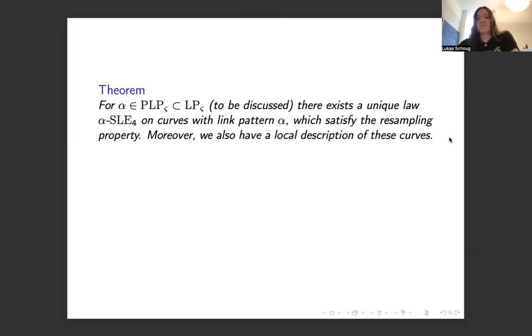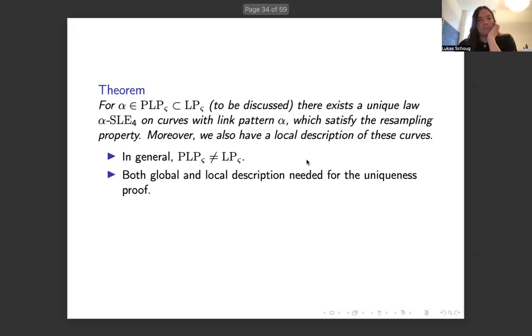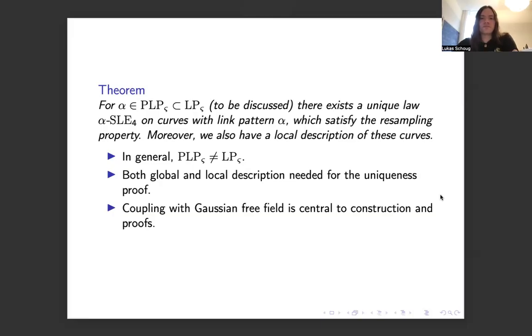And we also have a local description of these curves. So it turns out that these are both local and global multiple SLEs in a setting which is more general than before. And in general, it should be said that PLP is not equal to LP. I will show you an example later. And we need both the global and the local description to prove the uniqueness of the law. And a very instrumental part of it is that we are able to couple these curves with a Gaussian free field, which is important both in constructing the curves and deducing the proofs.